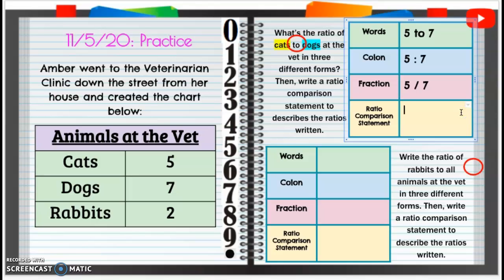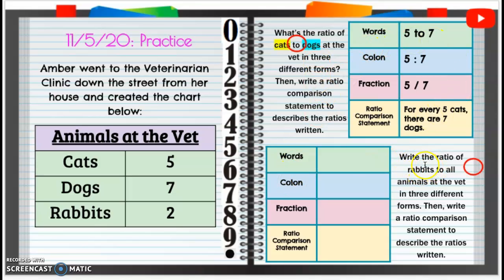Now, ratio comparison statement. Remember, for every blank, there are blank. So for every 5, what? 5 was our first number that we did. Cats. For every 5 cats, there are blank dogs. How many dogs were there? 7 dogs. That's it. For every 5 cats, there are 7 dogs. That's it for the first part.